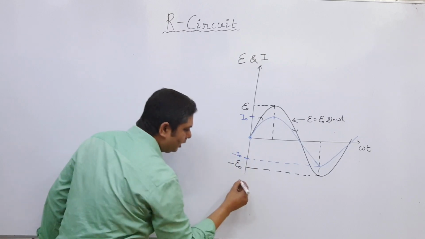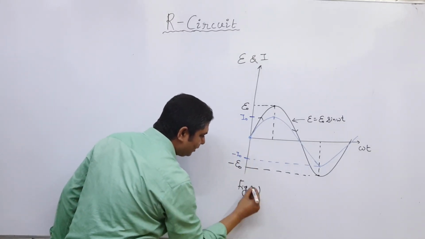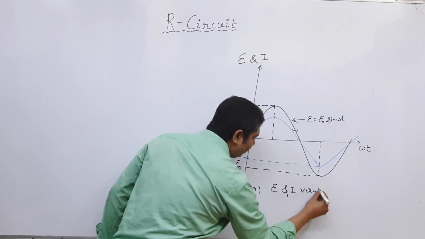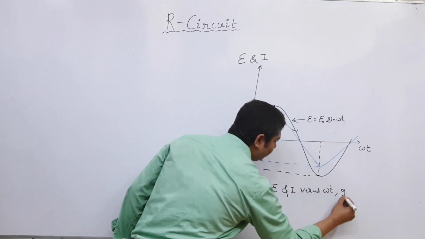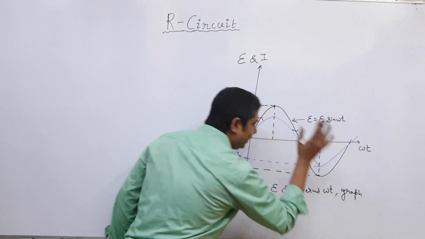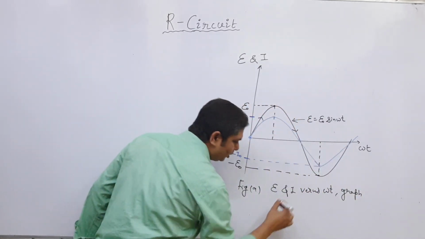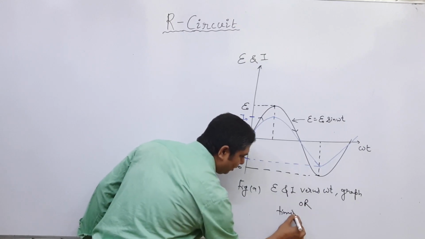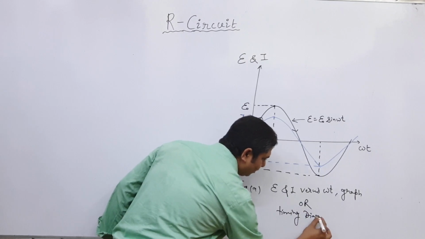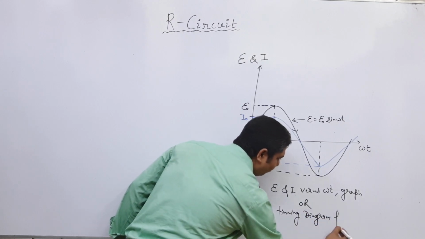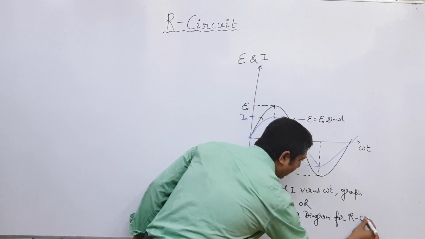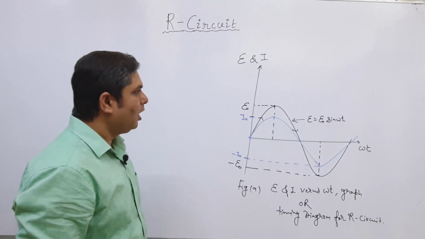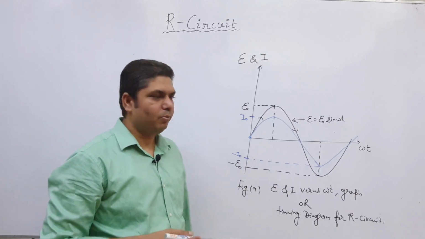So I am writing it also. This is said to be figure A. This is the E and I versus omega t graph, and this is known as timing diagram. So this is also known as timing diagram for R circuit. Now you are going to see how we can draw a phasor diagram with the help of this.